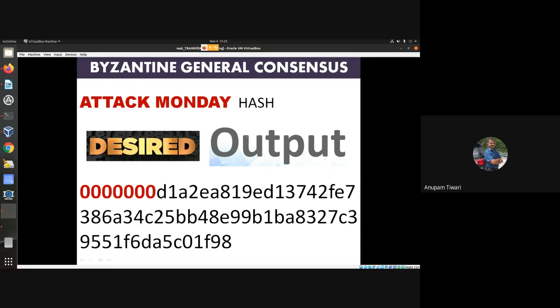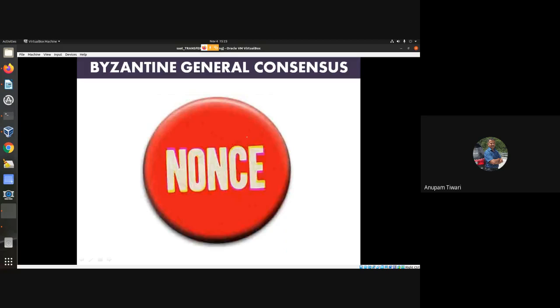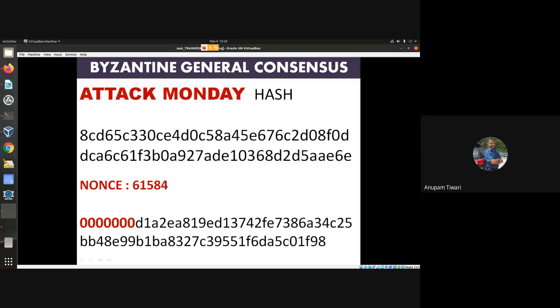Now how will we do it? Now we introduce the concept of nonce. From Google, in case you want to find out what a nonce is, basically the word originated from nonsense. It does not make any sense, so that is basically shortened to nonce. So attack Monday, in case we add this nonce 6158 to the hash we got, we will get a hash output which is prefixed by as many zeros as desired.